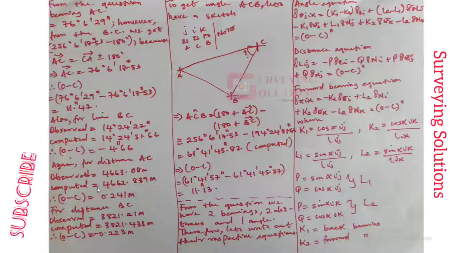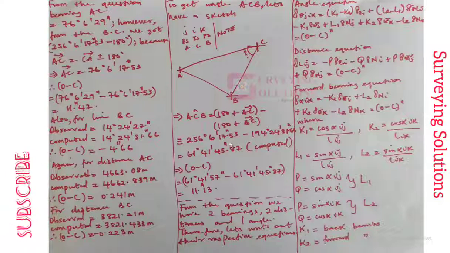Now let's come to the lengths, which are the distances. Again, for distance AC, the observed, that was given to us in the question, is 4663.08 meters. However, when we did our back computation, what we got was 4662.839 meters, right? Therefore, our observed minus computed, which is part of the elements of our L matrix, is 0.241 meters. Ensure you confirm this on your calculator. Please, you need to press it.